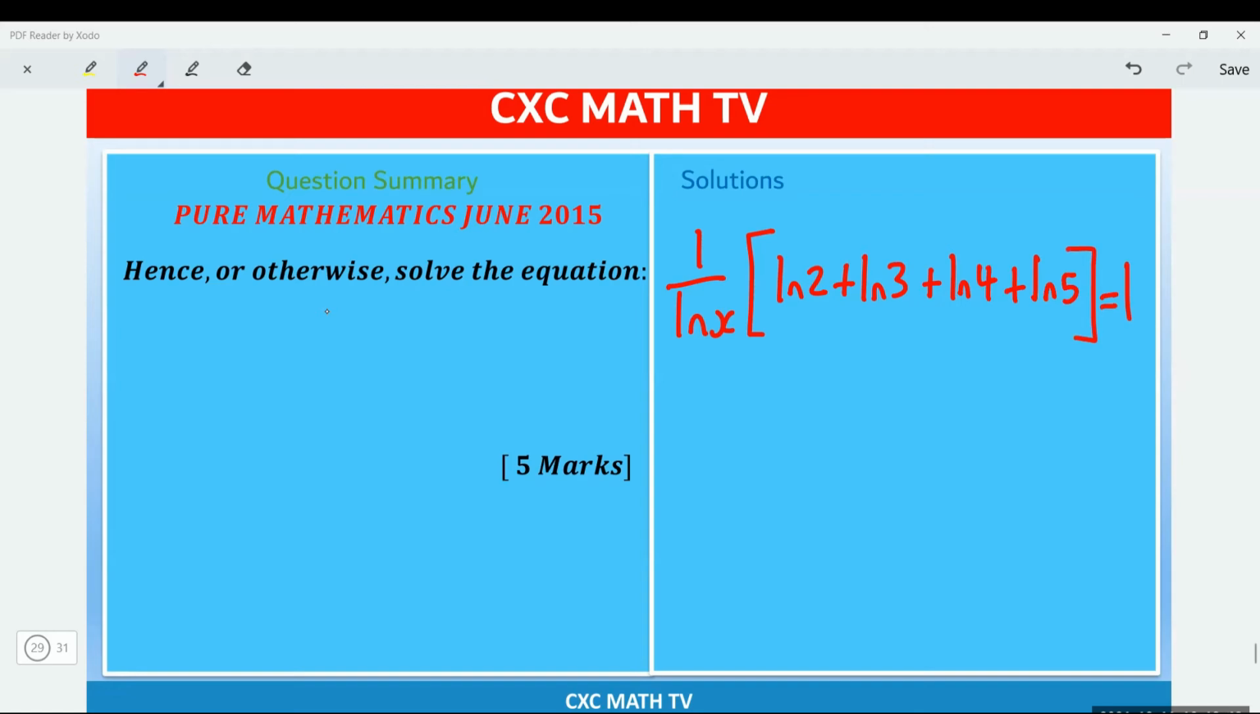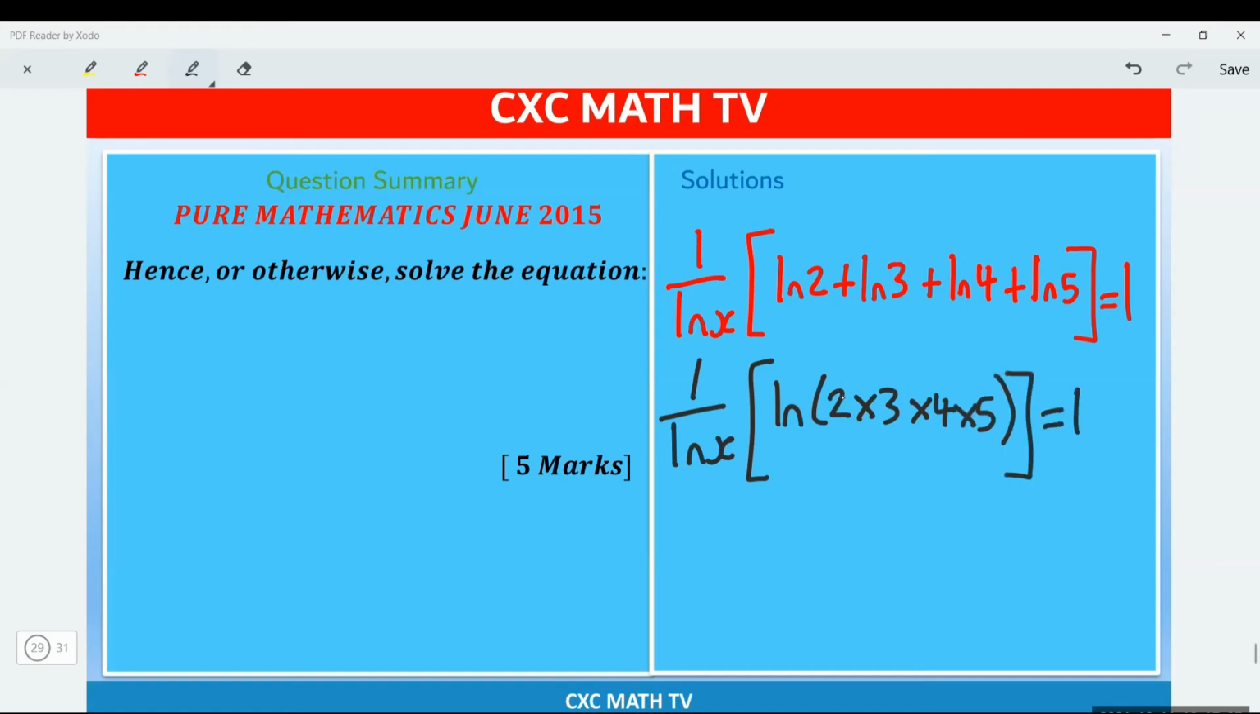Now, using the logarithm law, log a plus log b plus log c plus log d, we can just multiply them. So this becomes 1 over ln x times, in brackets, ln of 2 times 3 times 4 times 5, using laws of logarithm. Now, 2 times 3 is 6, 6 times 4 is 24, and 24 times 5 is 120.